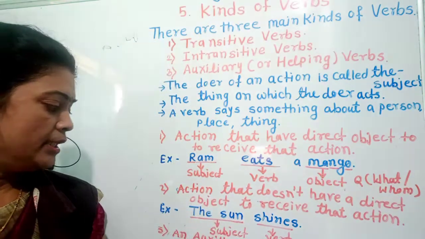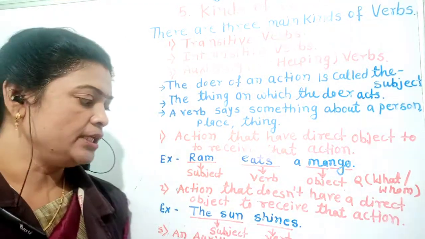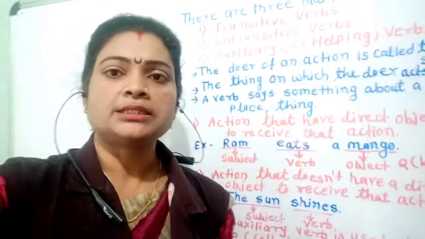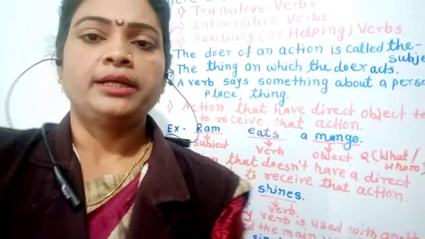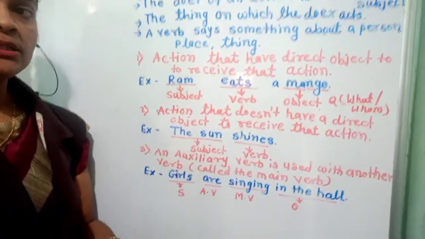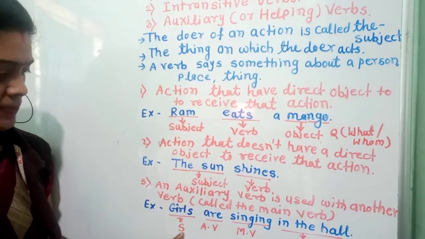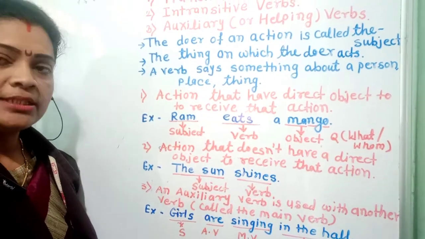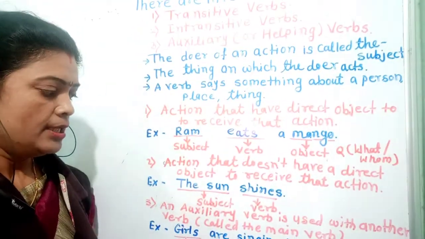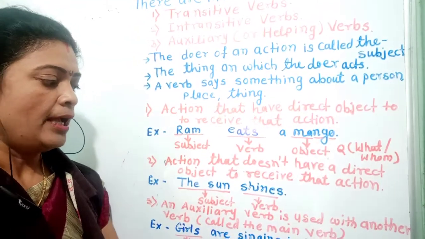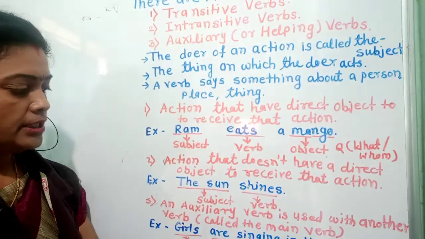See students, now in these auxiliary verbs there is one example. For example, the girls are singing in the hall. In this example, who is the subject in this sentence? Girls. So girls is the subject. Now are is called the auxiliary verb. Singing is called the main verb and in the hall it is called the object. So girls are singing in the hall.